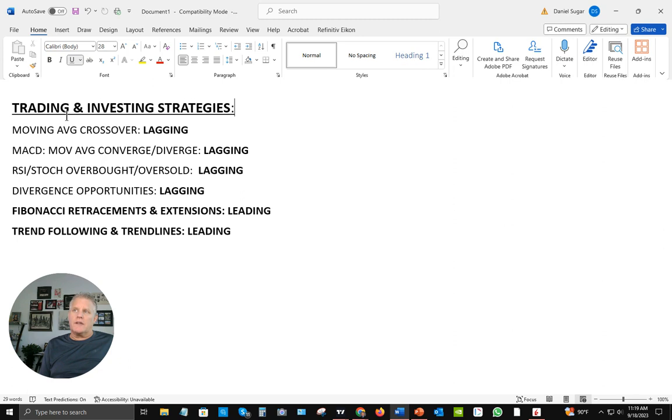The only two that are leading and not using lagging data are going to be Fibonacci retracements and extensions, and trend following, which is my forte, of course, if you've been following me and know me. But Fibonacci retracements, they have those Fibonacci numbers 0.38, 0.50, 0.618, etc. So if you establish a bull market, you can buy those pullbacks to either a 0.38, 0.50, 0.618.